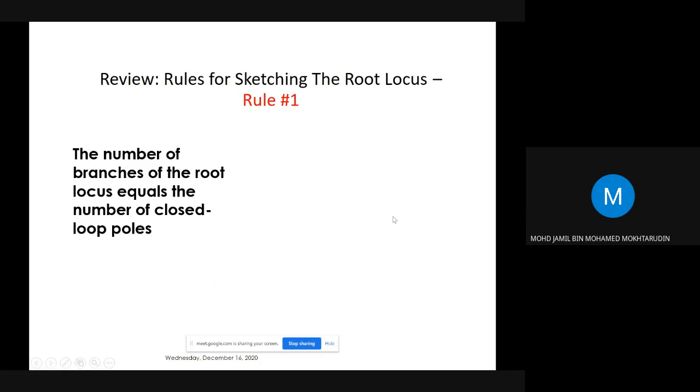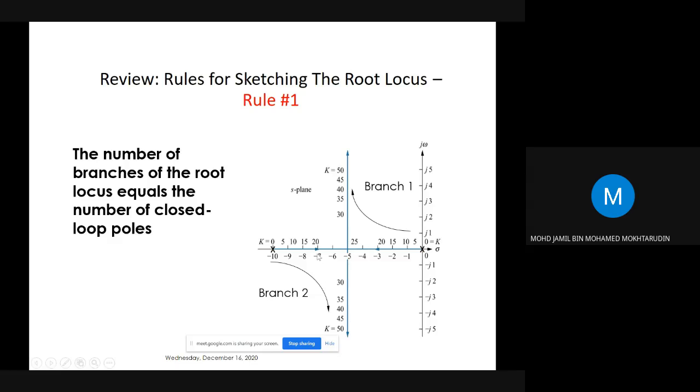So the number of branches of the root locus equals the number of closed loop poles. So just now you have 3 poles. So you must expect that your root locus to have 3 branches, okay? Because you have 3 poles. Okay, so the branches meaning that, for example, in this root locus, you have one branch here and another branch going upward. Okay, so you have 2 branches because in this root locus you have 2 poles at -10 and also at 0.